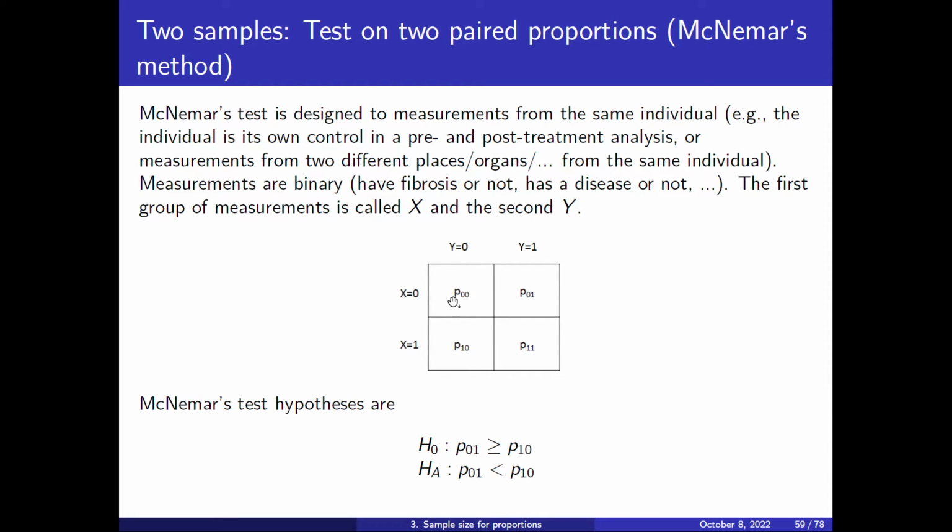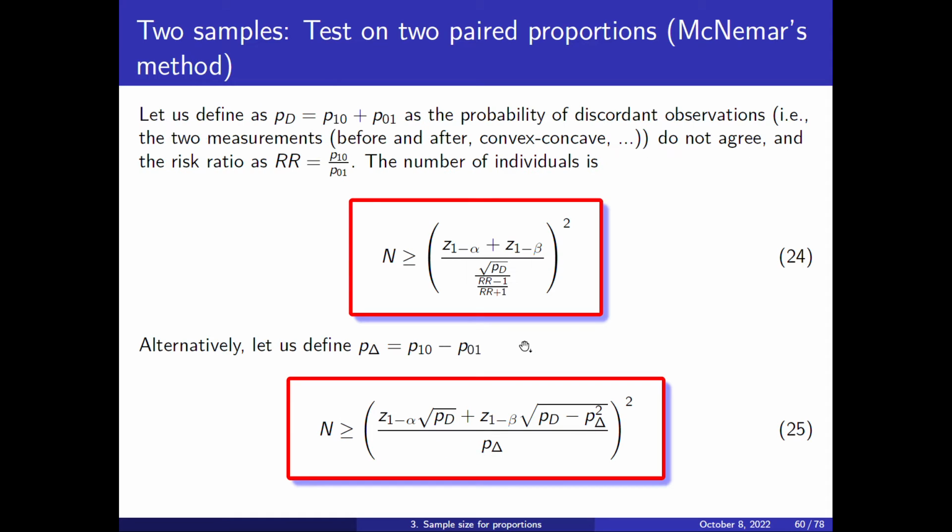So we have the proportion of people falling in this cell, the proportion of people falling in this cell. We will refer to these proportions as P00, P01, P10, P11. What we want to show with McNemar's test is that P01 is smaller than P10. So the proportion of people not having fibrosis on the concave side but having it in the convex is smaller than people having it in the concave but not in the convex. Okay, and we will use some auxiliary variables.